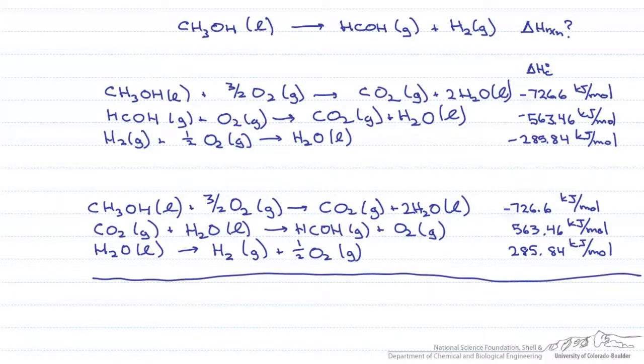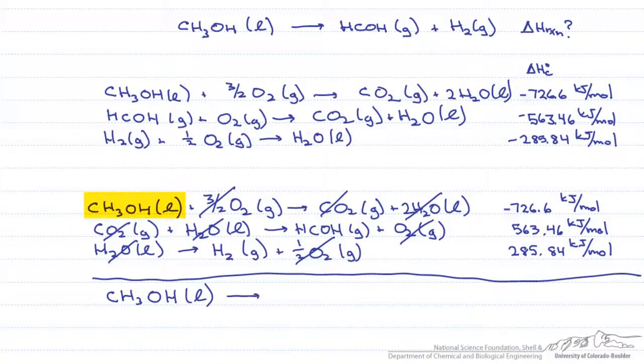Now, let's add all these up. First, let's check that our intermediates cancel out. So we have a carbon dioxide here, which cancels with here. We have two H2Os here, which cancel these two H2Os. And finally, we have 1.5 oxygen gases here and 1.5 O2 on the right. So when we've canceled everything, we get our original reaction back. Methanol liquid goes to formaldehyde gas plus hydrogen gas.